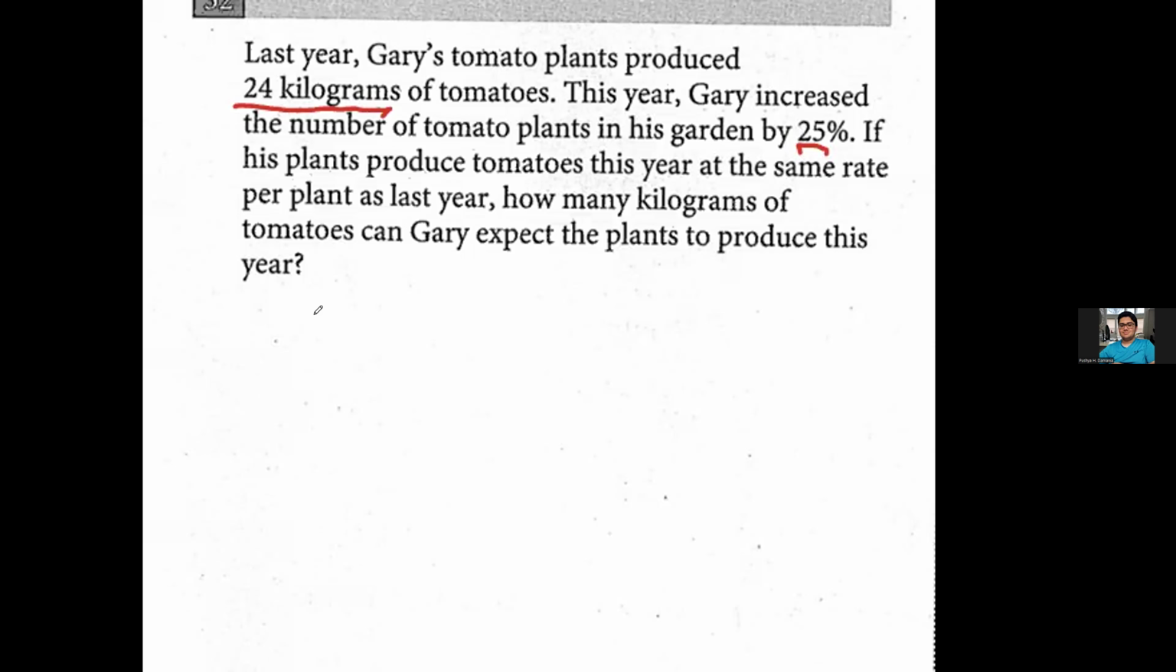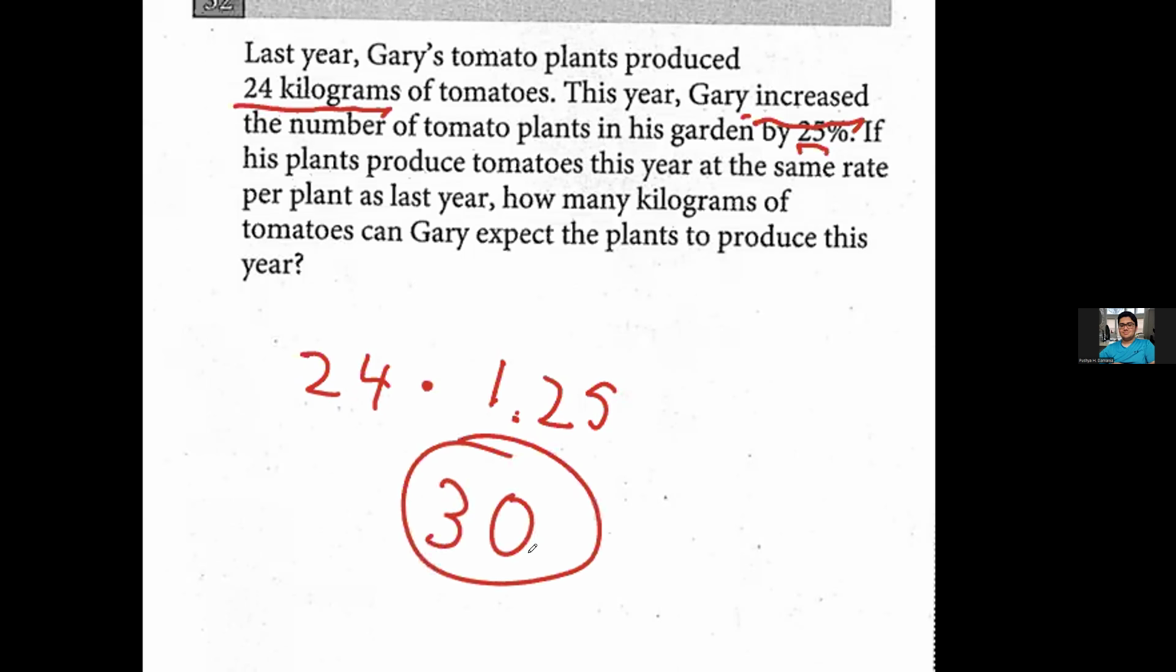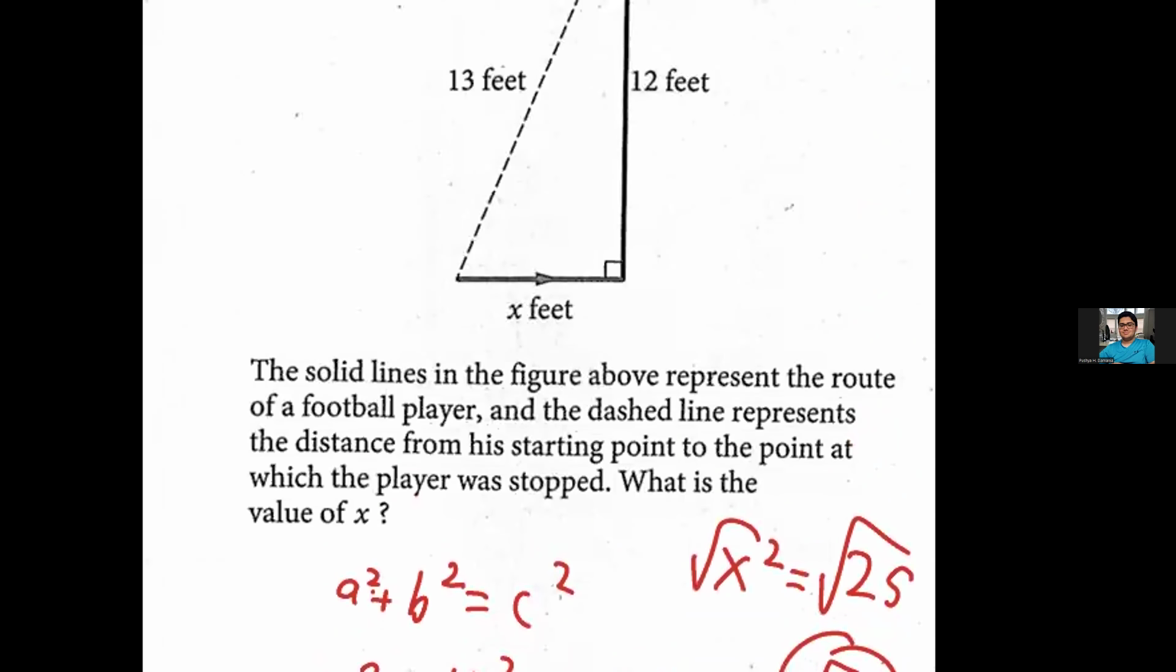So this would just be 24 times, and then we're told increased by 25%. So he produces 24 at base as well, plus 25%. So this would just be 1.25. It's 24 times 1.25. You can put this into your calculator if you want, but when you multiply these two, you get 30. So the correct answer is 30. Okay, question 33.